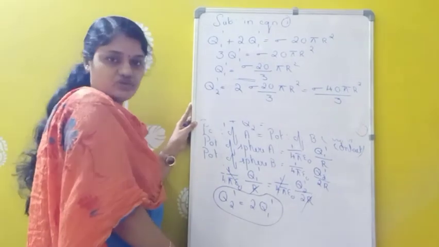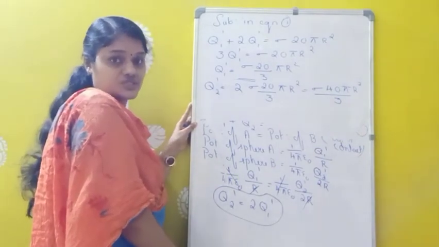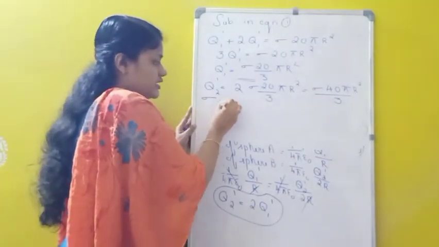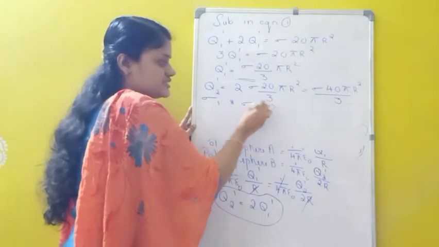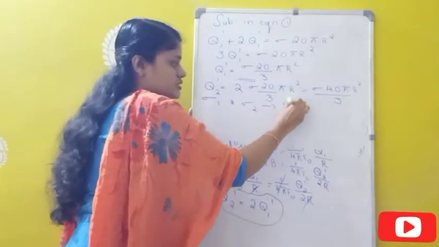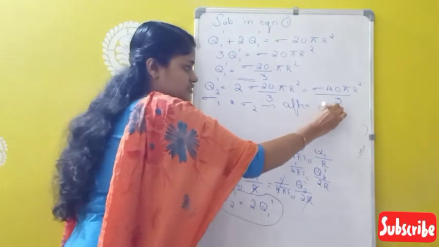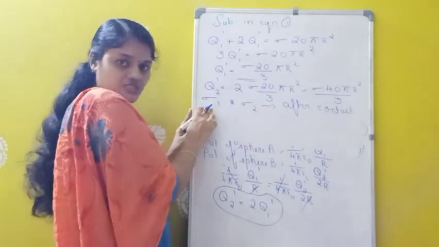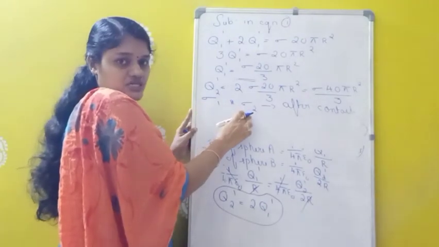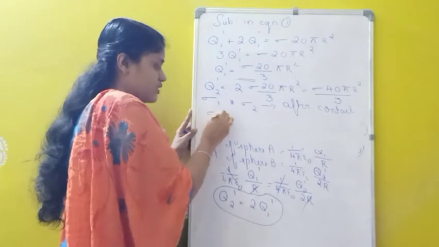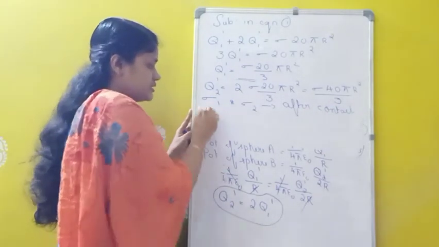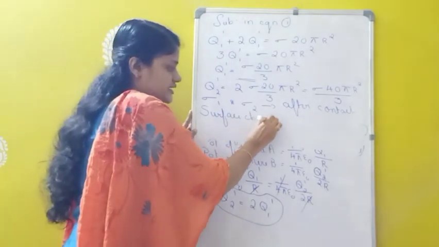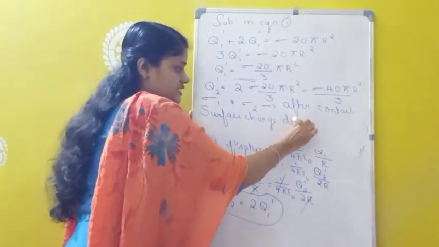Now we have to find the surface charge density after contact. Let sigma 1 and sigma 2 be the surface charge densities after contact. Sigma 1 is the surface charge density of sphere A, and sigma 2 is the surface charge density of sphere B.